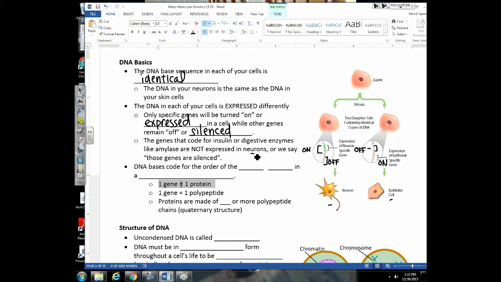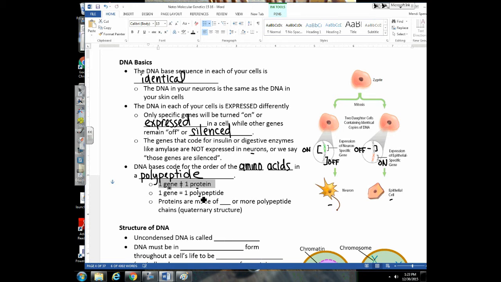Another idea that we've mentioned is that DNA codes for your proteins, but we're going to get more specific. The bases of your DNA code for the amino acids, and I'm not going to say protein, they code for the amino acids in a polypeptide. We said in Pre-AP that the genes on DNA code for a protein, and that's not exactly accurate, but we're trying to simplify it for you. Actually, one gene codes for a polypeptide.